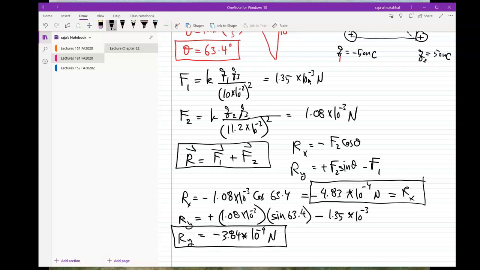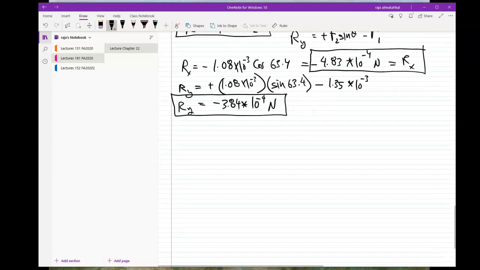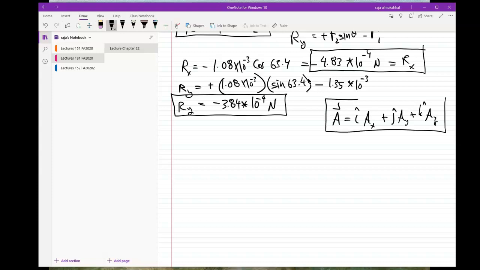Now, he says in the problem, write it in vector form. Well, what is a vector form? A vector form is something like this. I have a vector, pick any arbitrary vector, A. That's going to be I A sub x plus J A sub y plus K A sub z. That's a vector form. This is how you write a vector, IJK, okay?